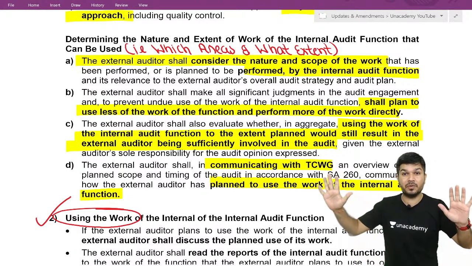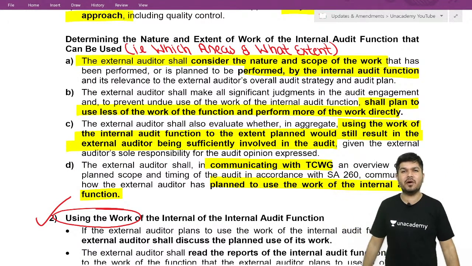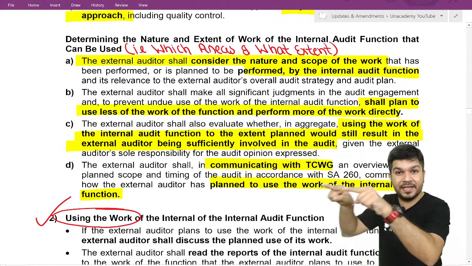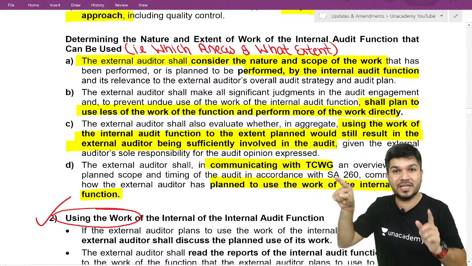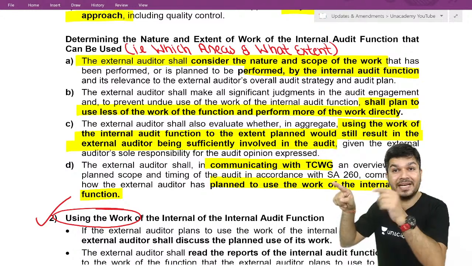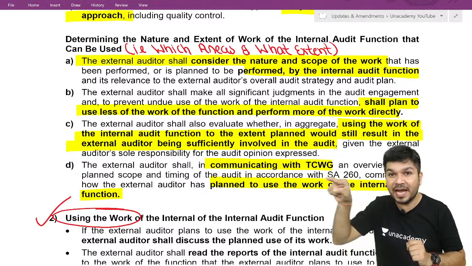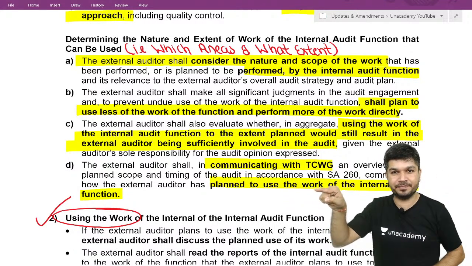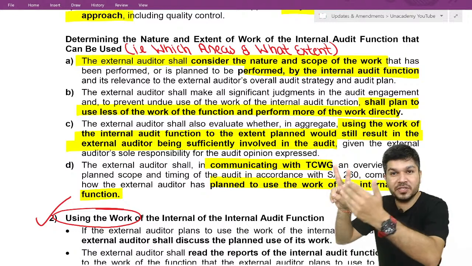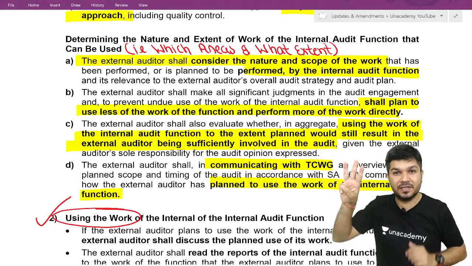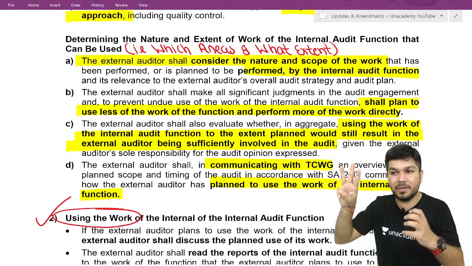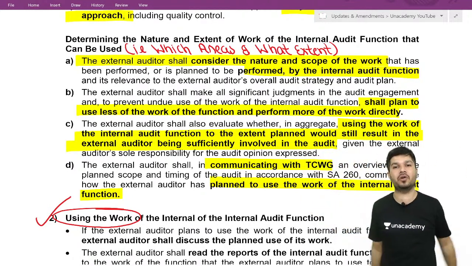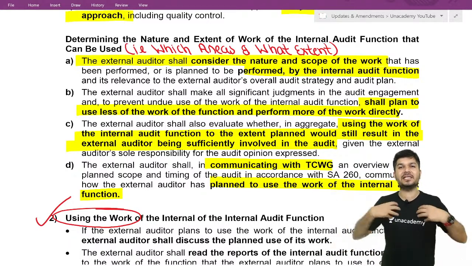Is their work adequate for my purpose or not? Sir, how will I do that? I need to understand whether I'm using their work, and I need to evaluate whether their work is adequate. So I have to see whether they had properly planned, directed, supervised, reviewed, documented the work, whether they have obtained sufficient appropriate audit evidence, and whether the significant points which came up, they have concluded properly. So I'm just trying to understand whether they did the audit properly or not. If they did the audit properly, that's adequate for me.